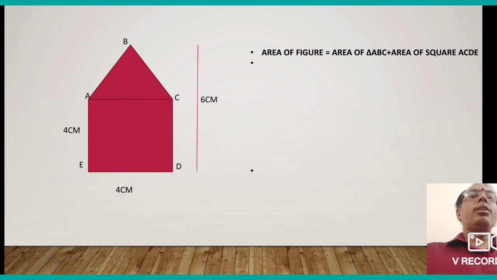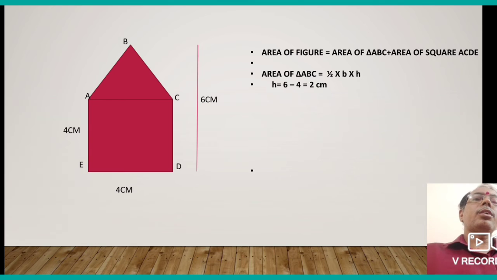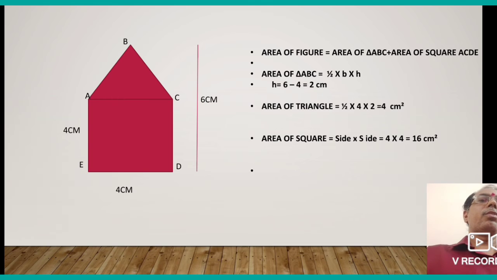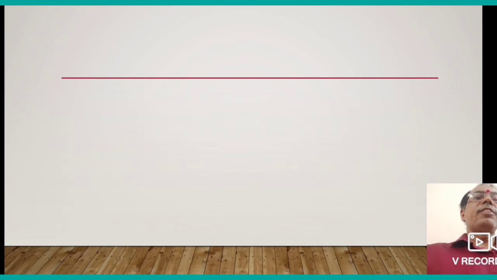Now area of triangle ABC, we know, is half into base into height. So then we need to get the height of the triangle. Full height is 6 centimeters and the square side is 4 centimeters. If you subtract them, then we can easily get the height of the triangle. Just observe the figure and try to understand it. 6 minus 4 is equal to 2 centimeters. So we get area of the triangle as half into 4 into 2, and on cancellation we get 4 centimeters square. Then area of a square is side into side, that is 4 into 4, 16 centimeters square. Therefore required area is 4 plus 16, 20 centimeters square, and then we will get the answer.